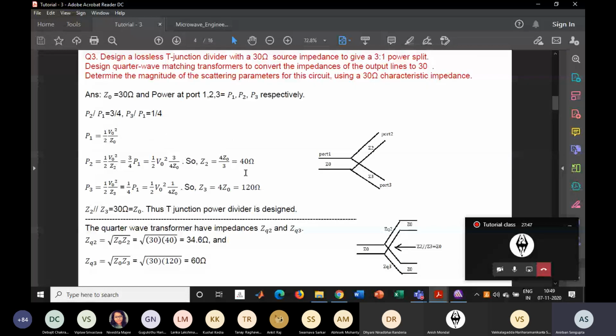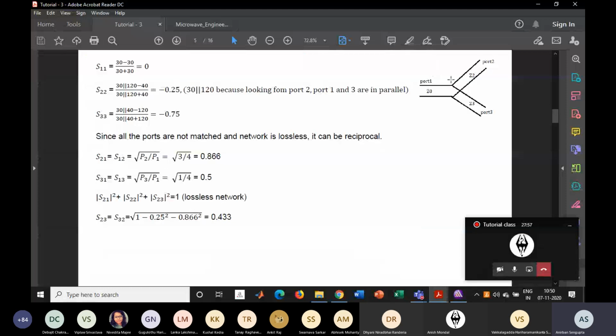That's why we don't use it, because if we matched already, S22 and S33 would again be zero, like S11. Yes, sir. But it's not matched, right? We are not matching the circuit, we are only converting it to 30.